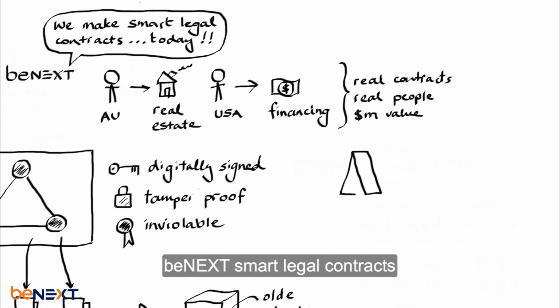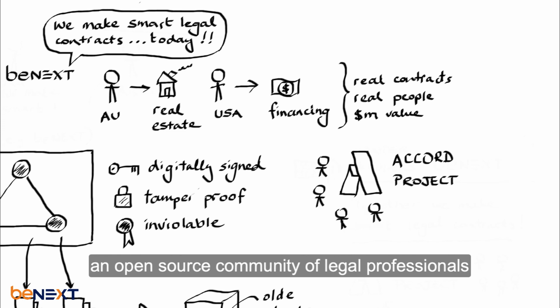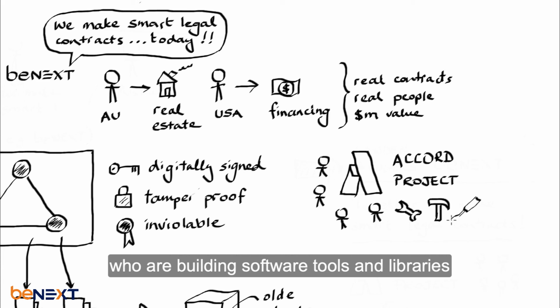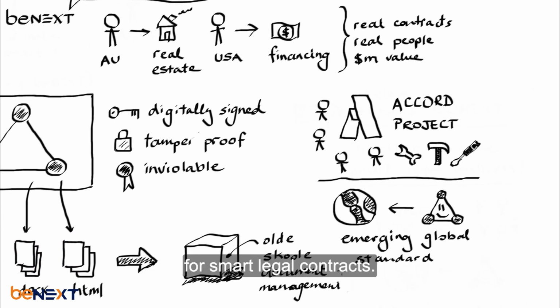bNext Smart Legal Contracts are based on the Accord project, an open-source community of legal professionals and software engineers who are building software tools and libraries, and is the emerging global standard for smart legal contracts.